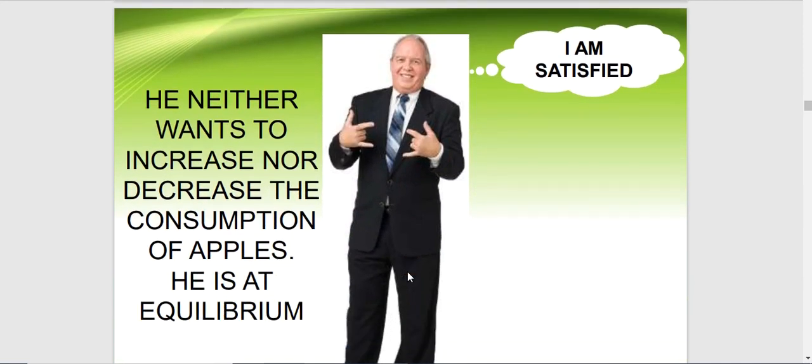And this can be shown with the help of this beautiful diagram. The person seems to be very happy and very satisfied, and he is claiming, I am satisfied. He neither wants to increase nor decrease the consumption of apples. He is at equilibrium. Thank you.